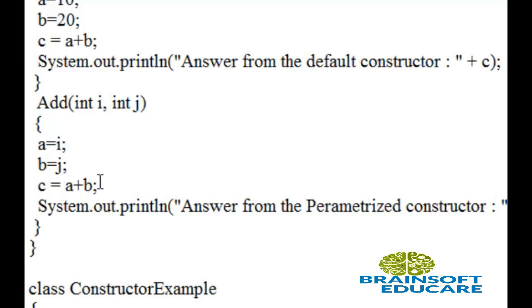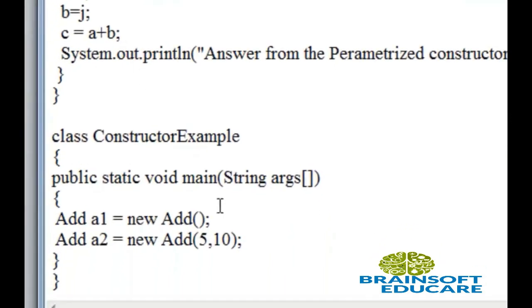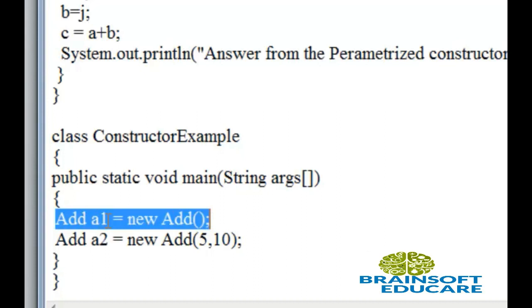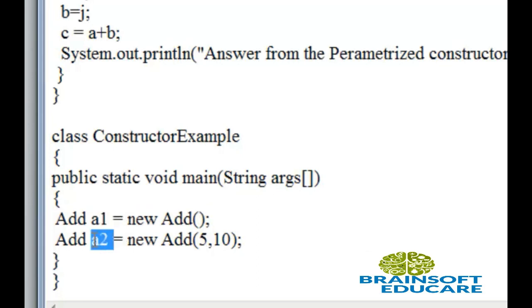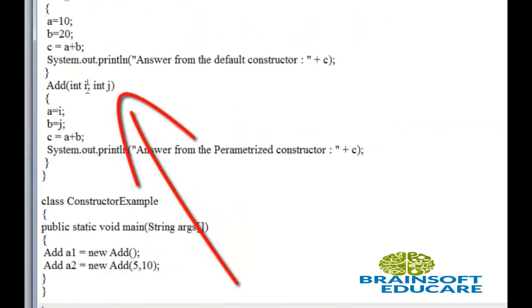Let's take a look at how to call these constructors. Here a1 is an object of class Add, and Add followed by the parentheses is the default constructor. a2 is an object of class Add, and this is the parameterized constructor, which passes the values 5 and 10 as integer variables i and j.